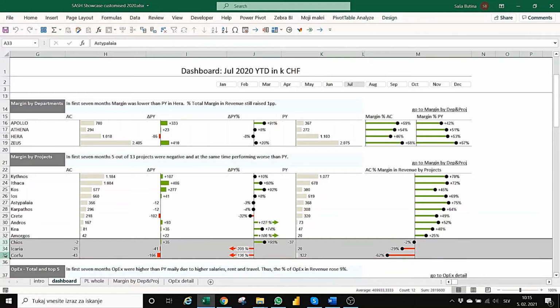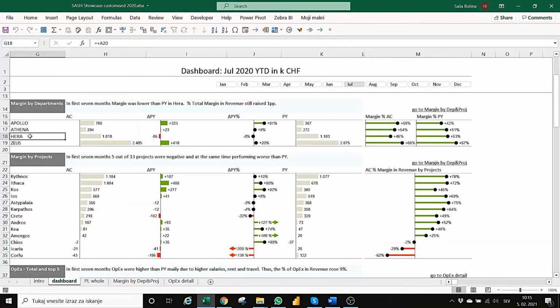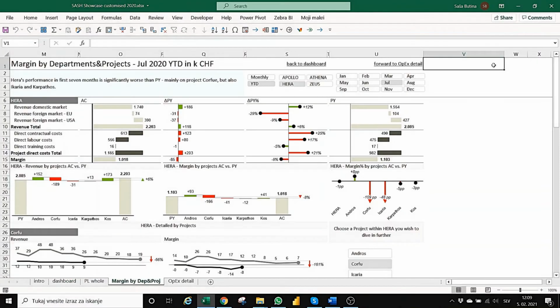And now, before we dive deeper into departments and projects, let's just keep in mind, for example, Hera, where margin fell. Let's find out why and go here directly to the next part of the report. Here we have a detailed overview of margin by departments and projects. Let me first remind you that this report is dynamic. Here you can choose departments, here the period, and here type of calculation, monthly or year to date.